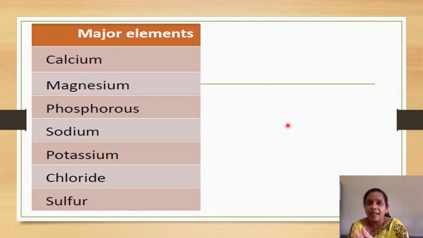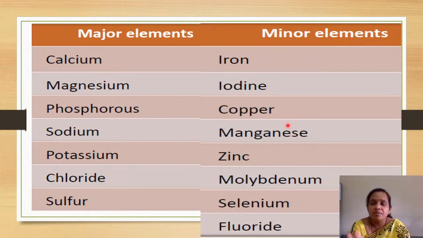The minerals categorized under macro are calcium, magnesium, phosphorus, sodium, potassium, chloride and sulfur. The ones classified under minor minerals are iron, iodine, copper, manganese, zinc, molybdenum, selenium and fluoride. In the first few classes, we will cover only calcium and iron. All the minerals are important for your exam purposes. The remaining minerals we will complete in the subsequent classes.